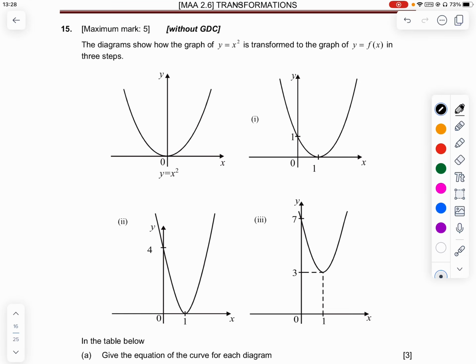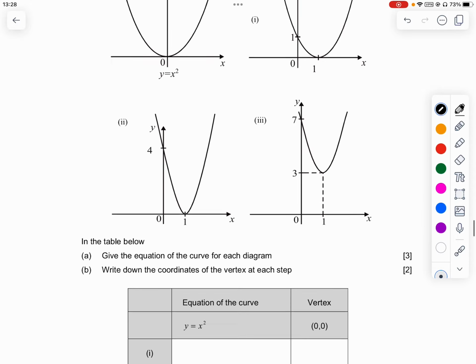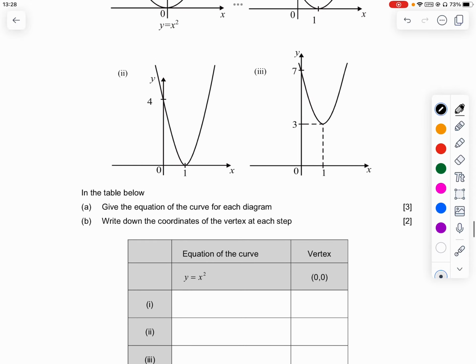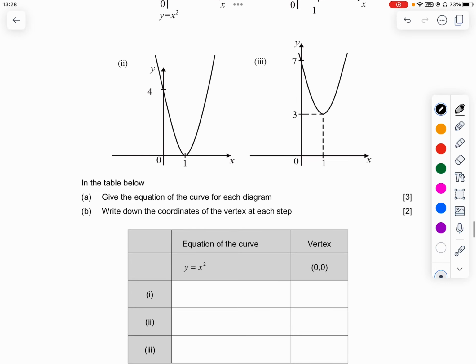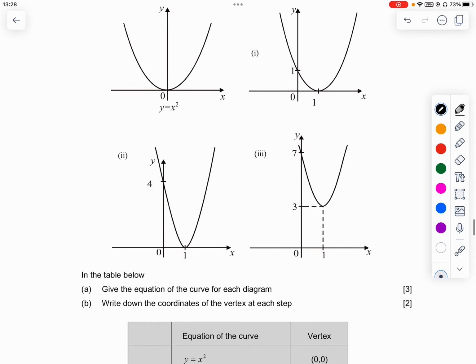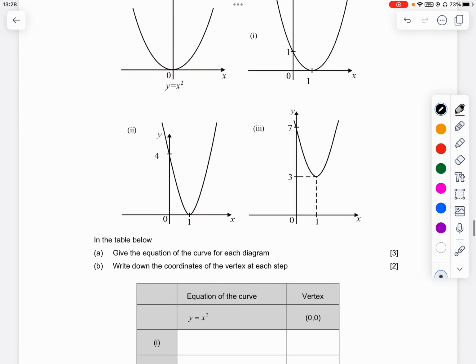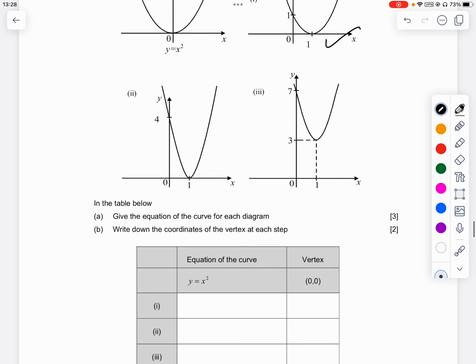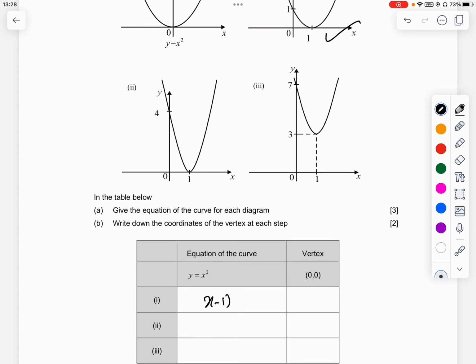Question number 15. The diagram shows the graph y equal to x square is transformed to the graph y equal to f of x in 3 steps. Given the equation of the curve of each diagram, write down the coordinates of the vertex at each step. So y equal to x square is 0, 0. Now it is being transformed to the final one, right? So first one, what am I doing it out? x minus 1. It is moving 1 unit right side, so x minus 1 whole square. In that case, the vertex is 1, 0.